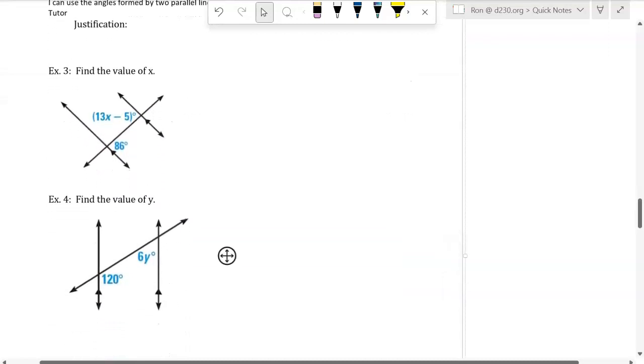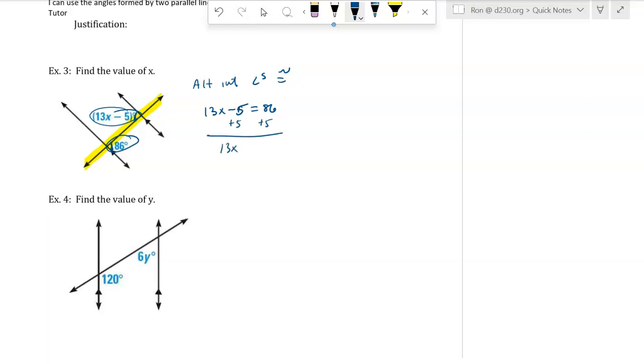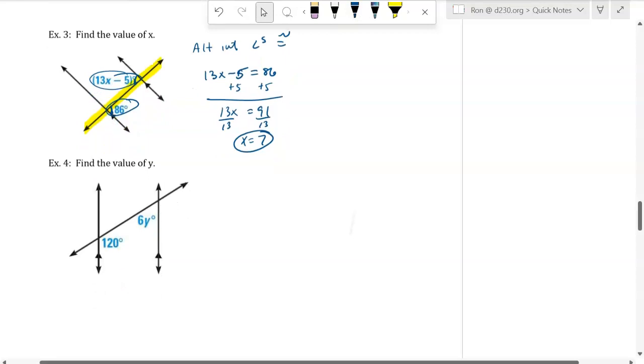Now the next one, if I look here, if I put an arc in this angle here, and I put an arc in this angle here, that helps me identify that this line is my transversal. Those angles are on opposite sides of that transversal, and they're both interior. So we can say that these are alternate interior angles, which makes them congruent. If those are congruent, what we basically do is we take the two measures and we set them equal to each other. 13x minus 5 equals 86. Now I can go ahead and solve for x. Add 5, divide by 13, and x is equal to 7.